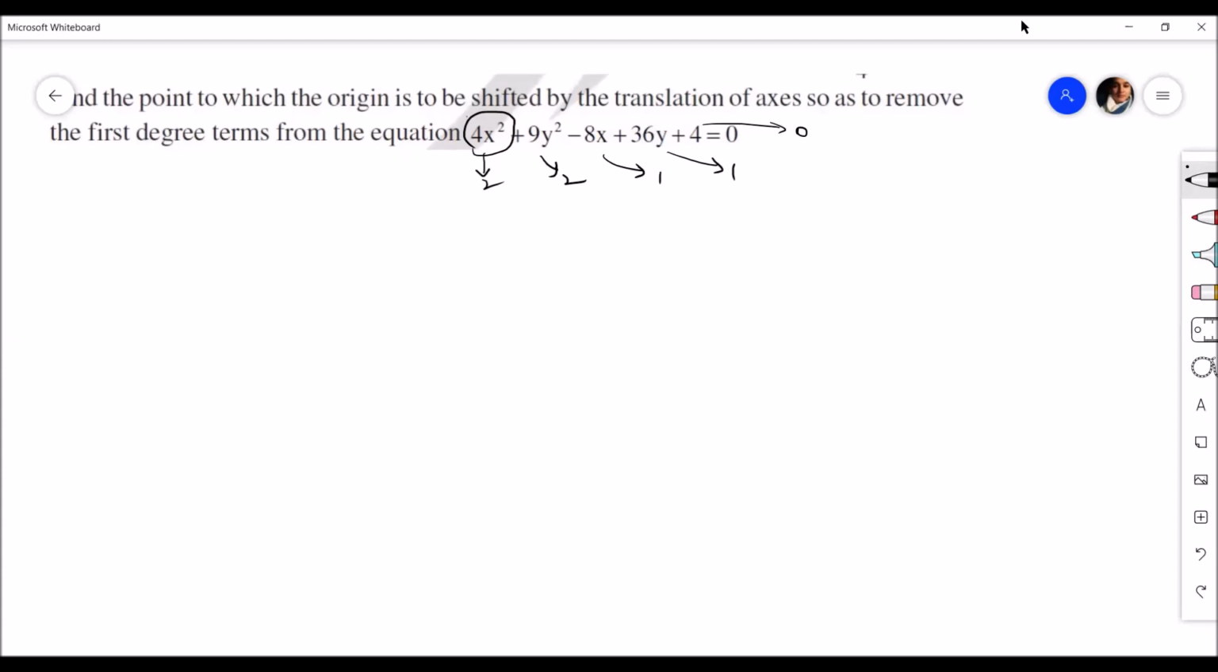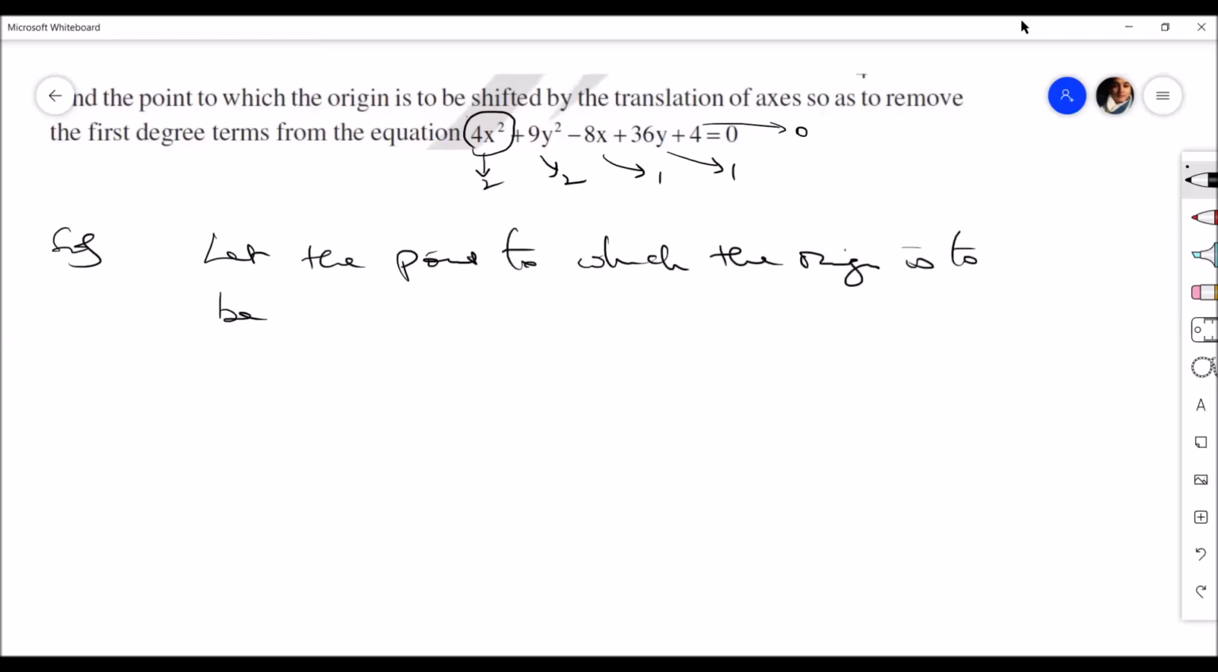Right, now solution. Let the point to which the origin is to be shifted be h comma k. That's your point to which the origin is to be shifted. Okay. So now the given equation, is it the original equation or the transformed equation? Clearly it is the original equation. And then of course I know that small x will be equal to capital X plus h and small y will be equal to capital Y plus k, which I'm going to replace over here.